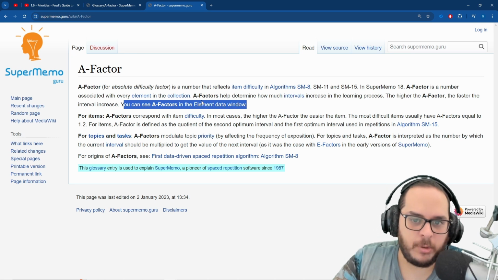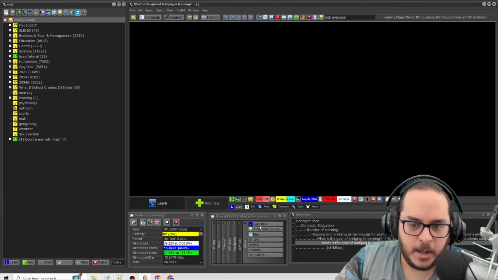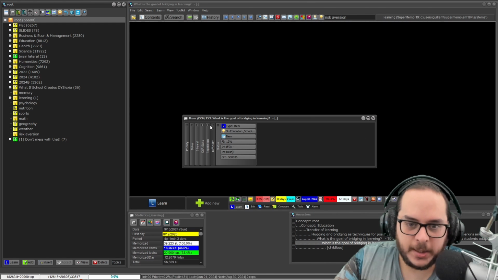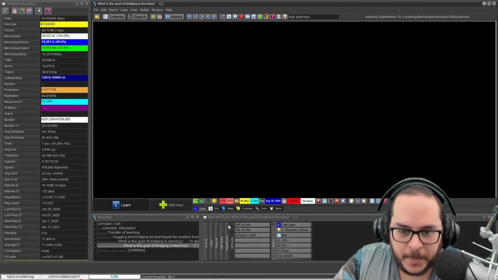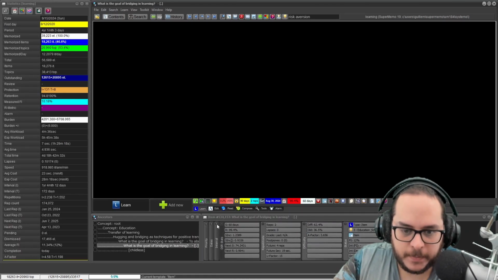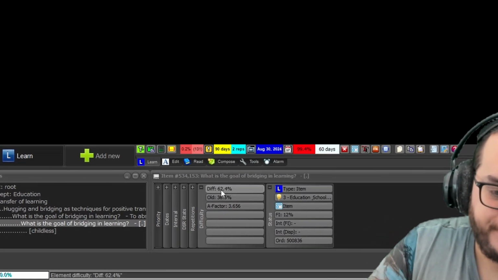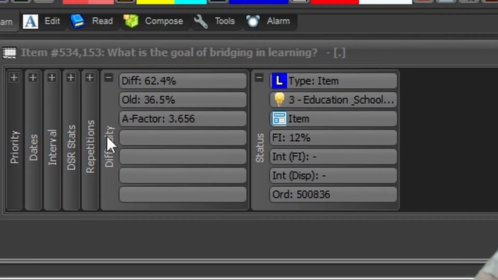Remember what the element data window is? This one. And where it is. Let me change the layout for convenience. So here it is, in the difficulty tab. Why the difficulty tab? Because the A factor is related to difficulty.